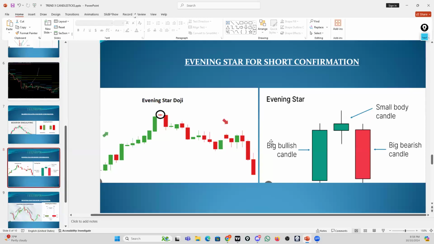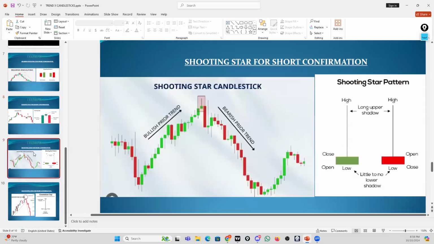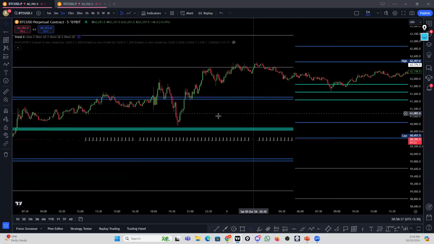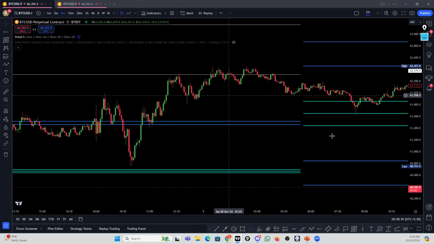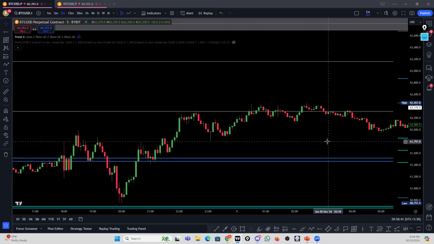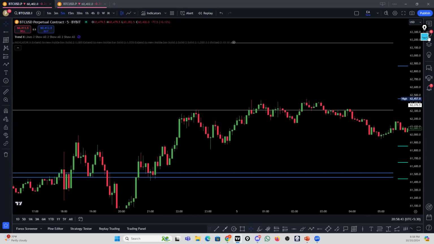Okay, so this is an evening star. The third candle is a shooting star. Again, any color, green or red. Sometimes we see wicks or sometimes we don't see any wicks. It should be near resistance. I'll just show you how the shooting star looks. Some people call it an inverse hammer, inverted hammer. You just look at this.